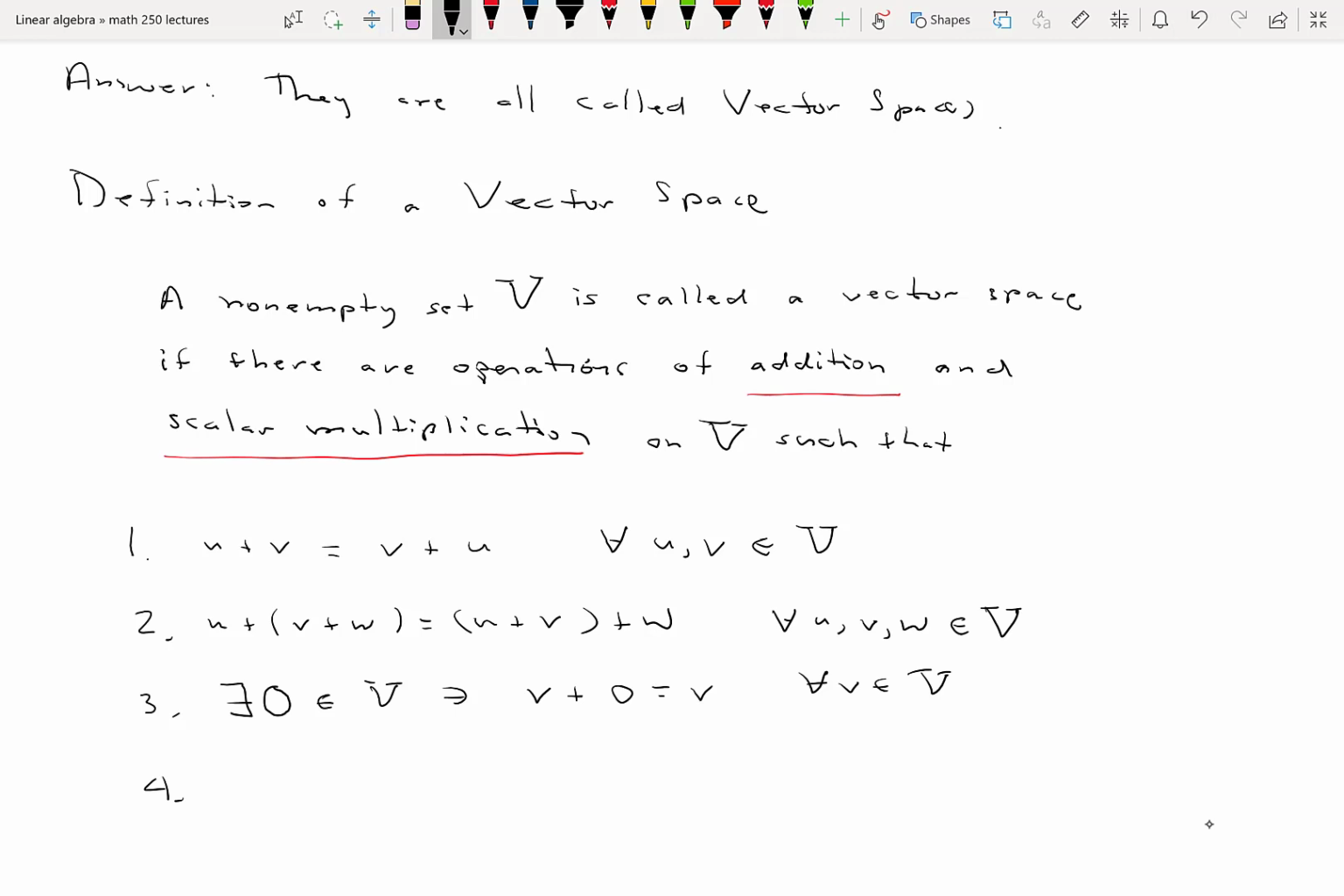Okay, so I'm back to our original statement. The vector space has to be non-empty. That means there's at least one thing in it. What must that one thing be at least? The 0 vector. It must contain the 0 vector.